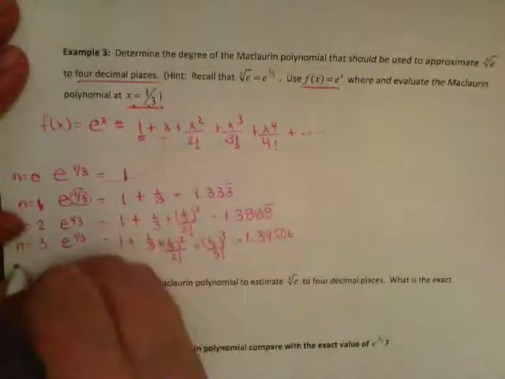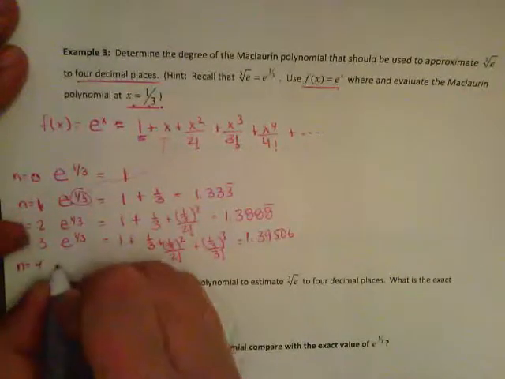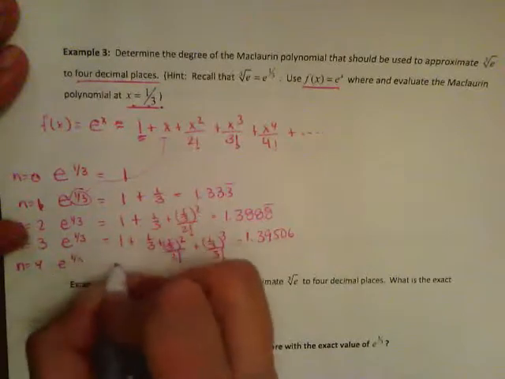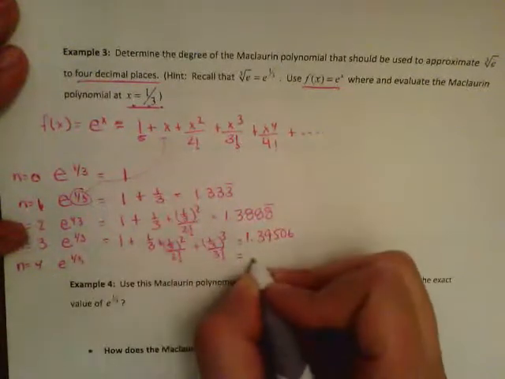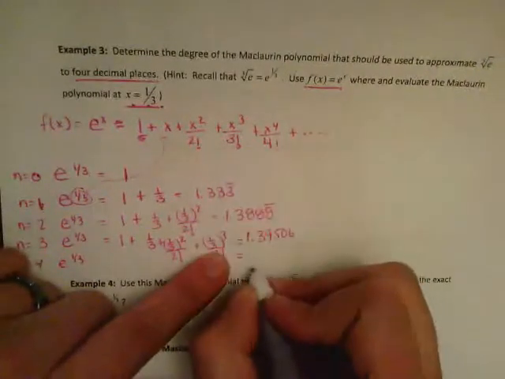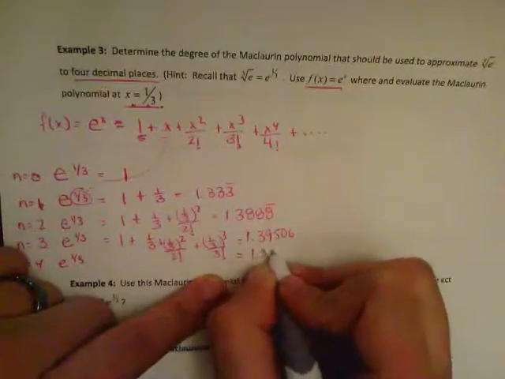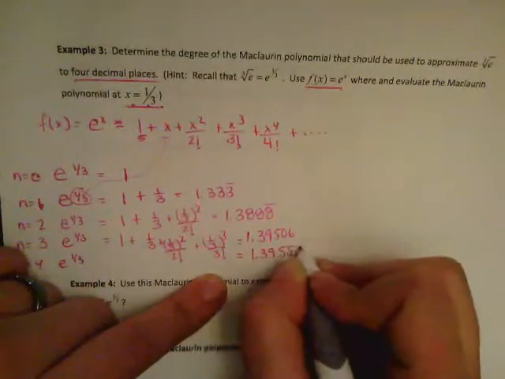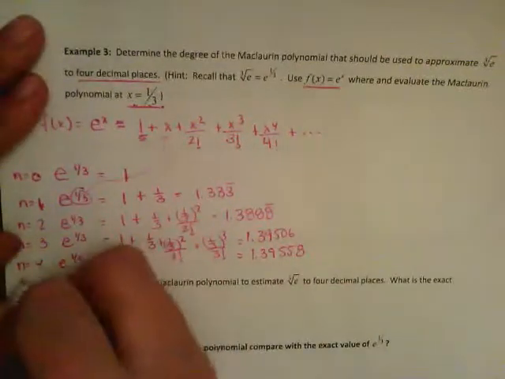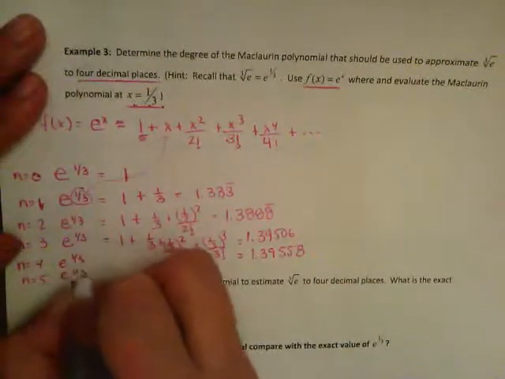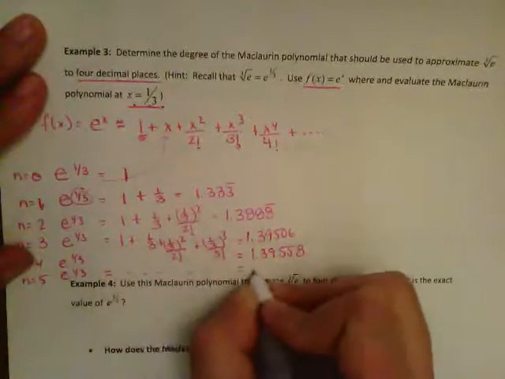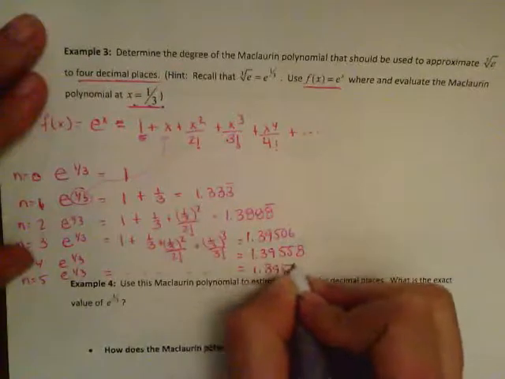And that gives us approximately 1.39506. Keep going to n equals 4, and this is going to be e to the 1/3, which gives us an approximation. If I just plug that in and then one more term, you get 1.39558. Keep going, n equals 5, e to the 1/3. Plug that in, you get 1.39561.